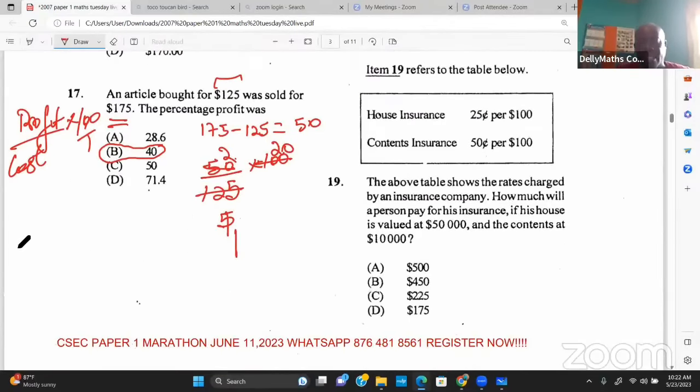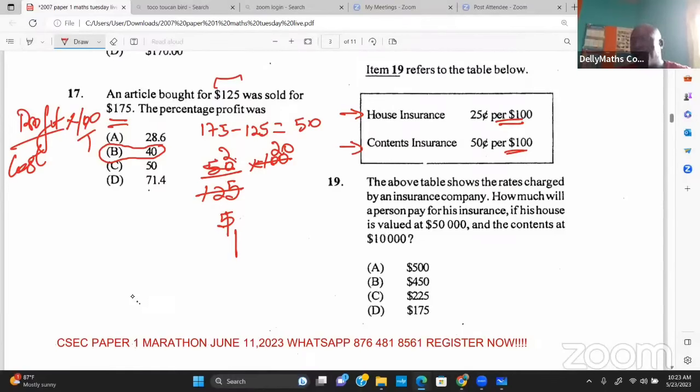All right, let's look at number 19. Number 19 says, in reference to this table below, we have house insurance, we have contents insurance. So for the house insurance, it's 25 cents per 100. Very important, per 100 is very important. Contents, 50 cents per 100. So what we want to do is to look. So let's say we're working them out one at a time.